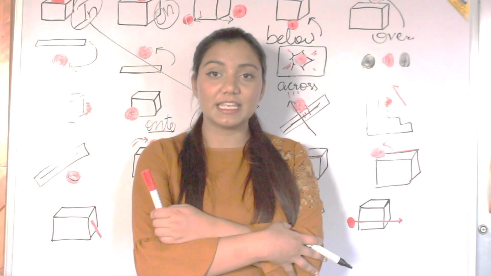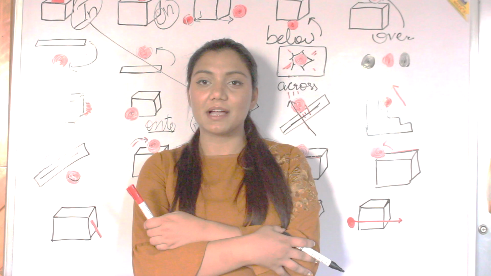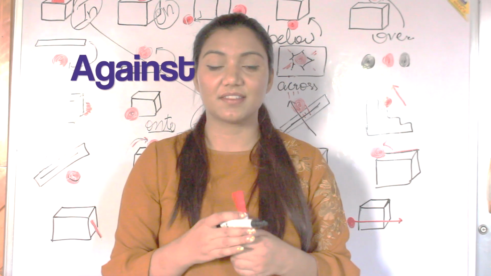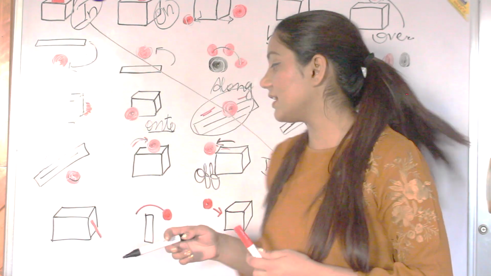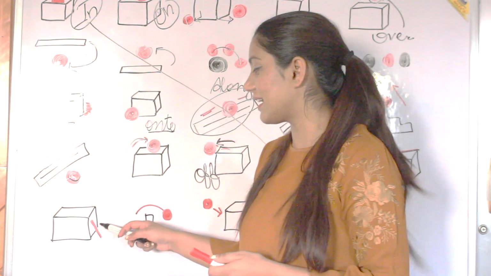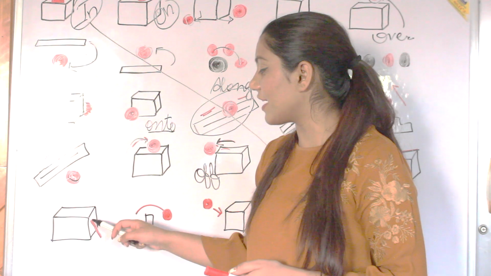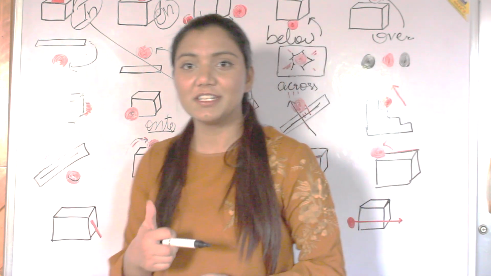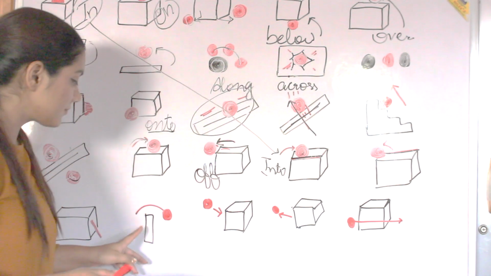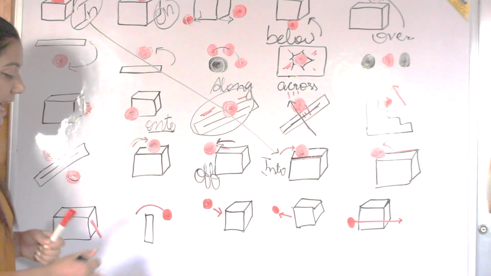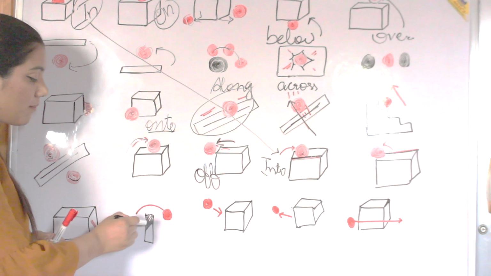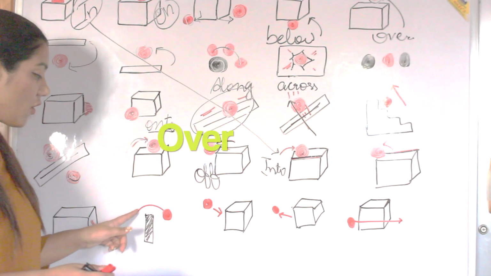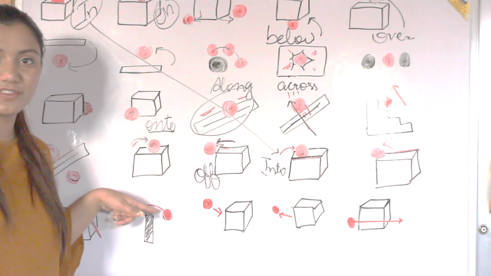If I am leaning against the blackboard, then I say I am against the blackboard. So if anything is leaning, it is called against. Okay, so this red strip is against the black box. Got it? Next one. We have a black strip here and this red ball is moving over it. Okay, this red ball is moving over the black strips.